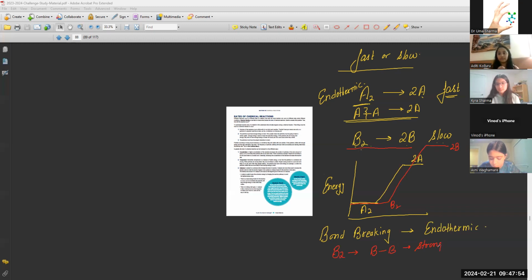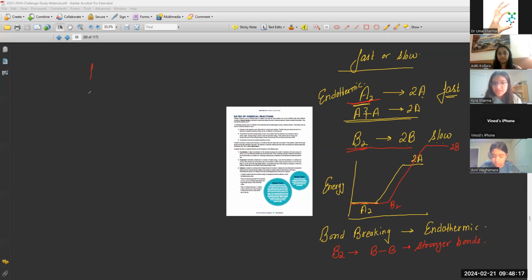Now, can you tell me which reaction is going to take more time? A2 or B2? B2. What is the reason? Because in B2 the bonds are stronger, so it takes more time and more energy to break them.